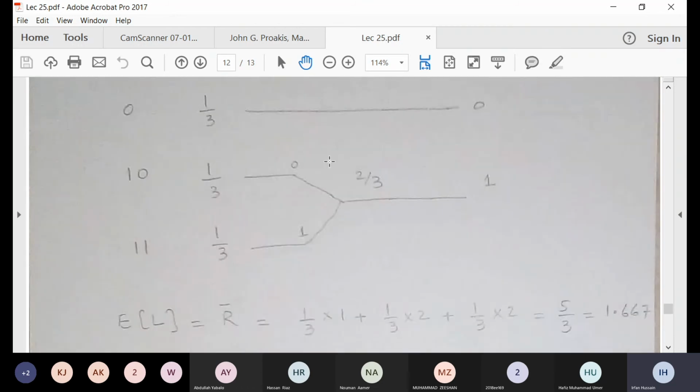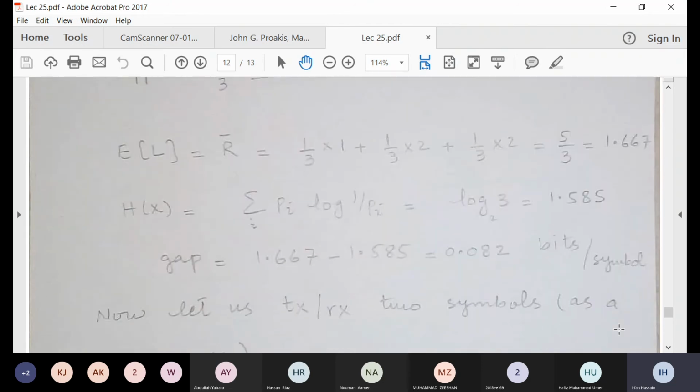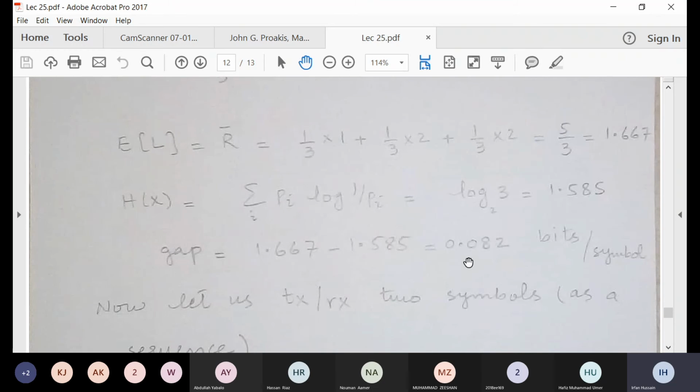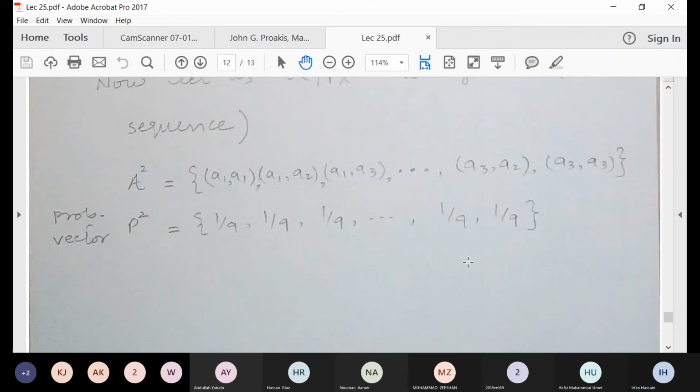Again, we have this code with probabilities 1/3, and all of them are equal. You can combine any two, giving 0 and 1. This becomes 2/3, and then 0 and 1, and you have 0, 1, 0, 1, 1. So the average length comes to 1.667, and if you find its entropy, it comes to 1.585. So entropy is less. This could happen, that it doesn't attain optimality. This is the gap between H(X) and the average length.